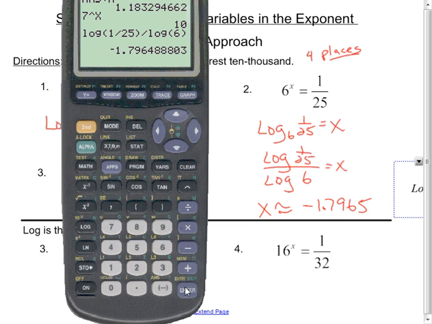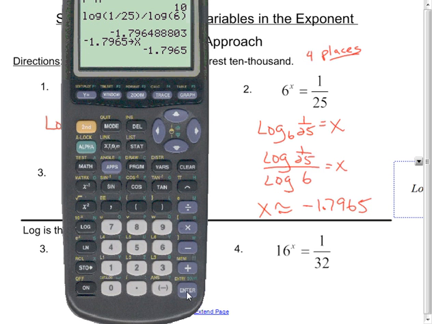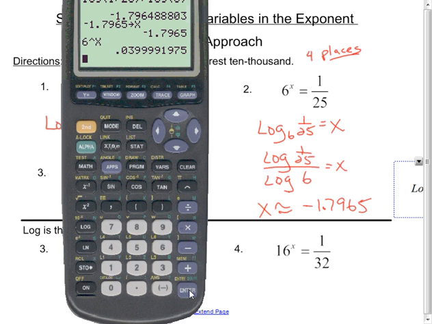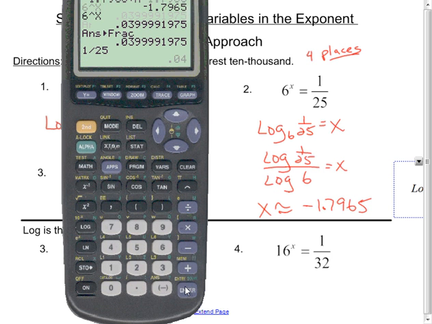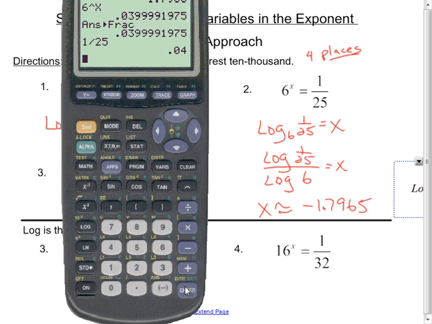And again, if I were to store that as the variable and do 6 to the x, I would get this as a decimal. Turning it into a fraction wouldn't help me because it was rounded, but to compare it, I could do 1/25 on my calculator and see that I get very close to 0.03999, is very close to 0.04. So no worries there, and I do like this answer.